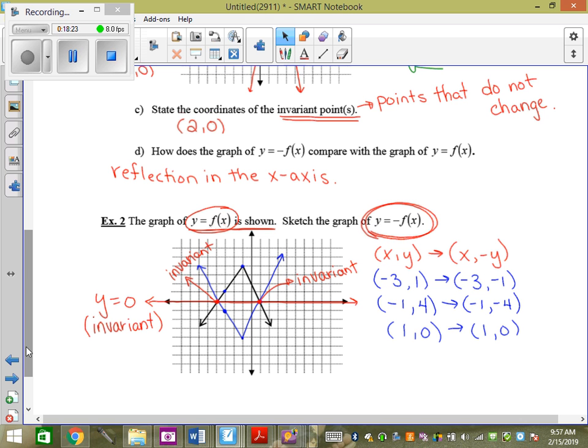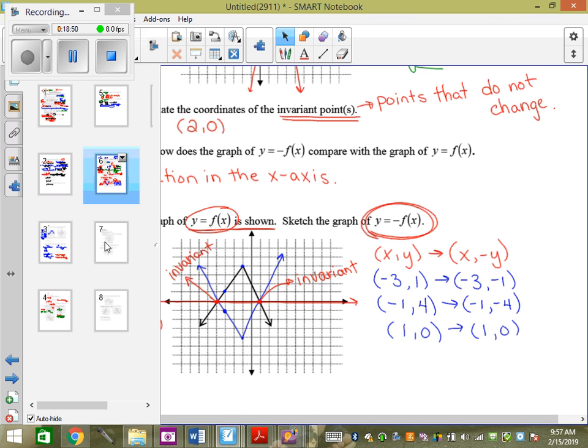Make sense? What do you think we're going to do next? We just reflected in the x. What do you think we're going to do? Reflect in the y. Where do you think the negative is going to be in order to reflect in the y? The negative was in front now, and with the y, where do you think the negative is going to be in order to reflect in the y? With the x.